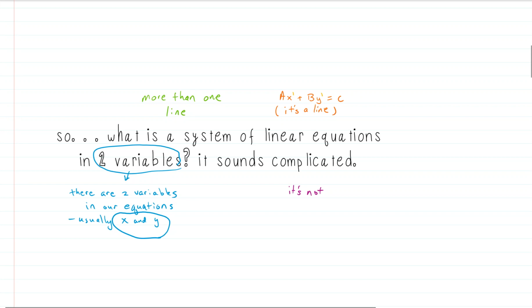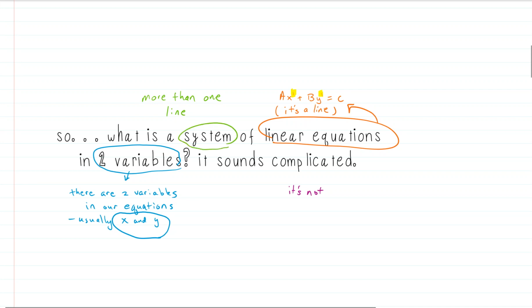These equations are linear. That just means that both of our variables, the x and the y, have an exponent of 1, and we know that when we have an exponent of 1, it's implied and it's not written, so you'll just see an x and a y that look like they don't have exponents. This means that we're dealing with a line. So we'll have lines in our system, generally two lines, and that's it.